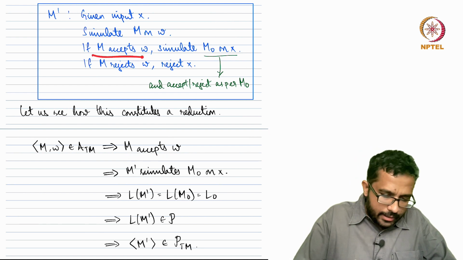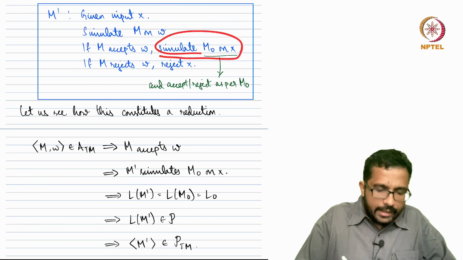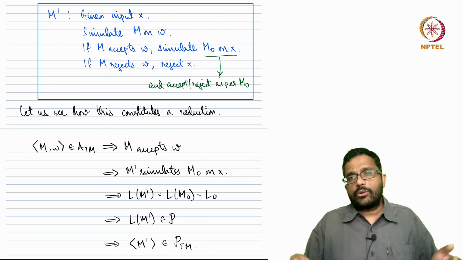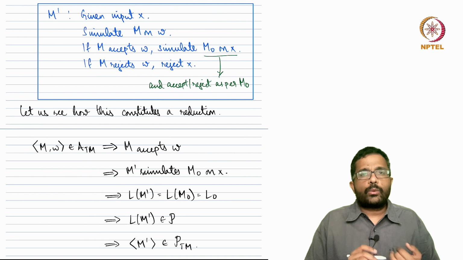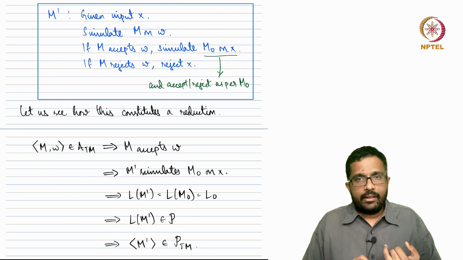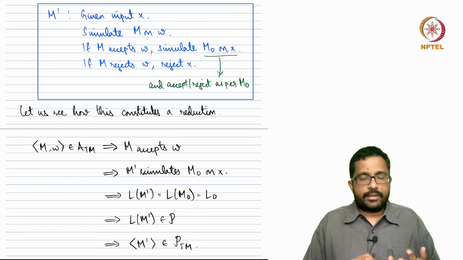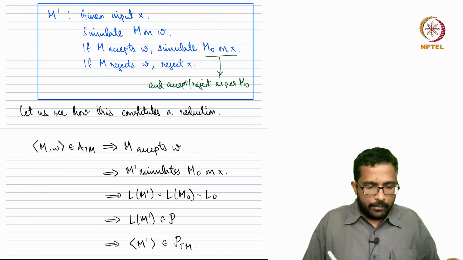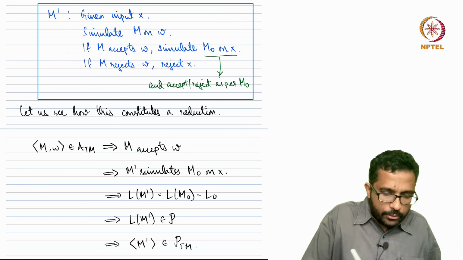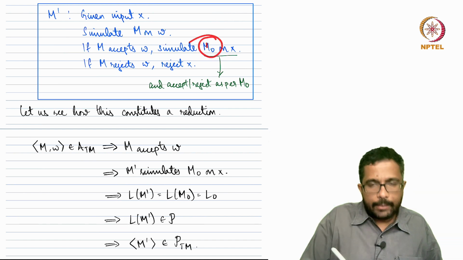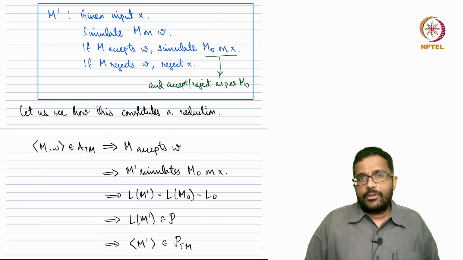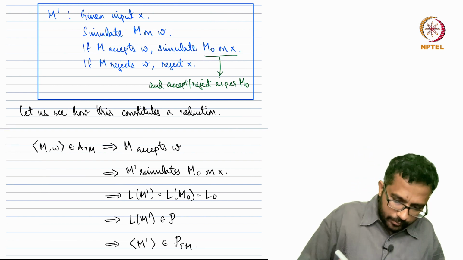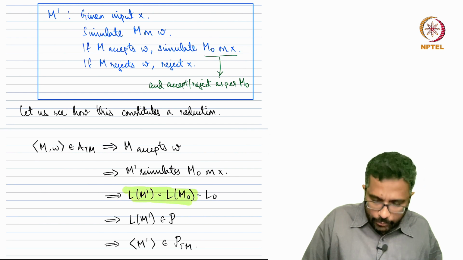In that case, when M accepts W, what M prime does is simulate M0 on X and do whatever M0 does. So what is the language recognized by M prime? The set of strings accepted by M prime is the same as the set of strings accepted by M0, because this condition is satisfied. M prime is simply mirroring whatever M0 does. So the language of M prime is the same as the language of M0, and that's what I've written here.